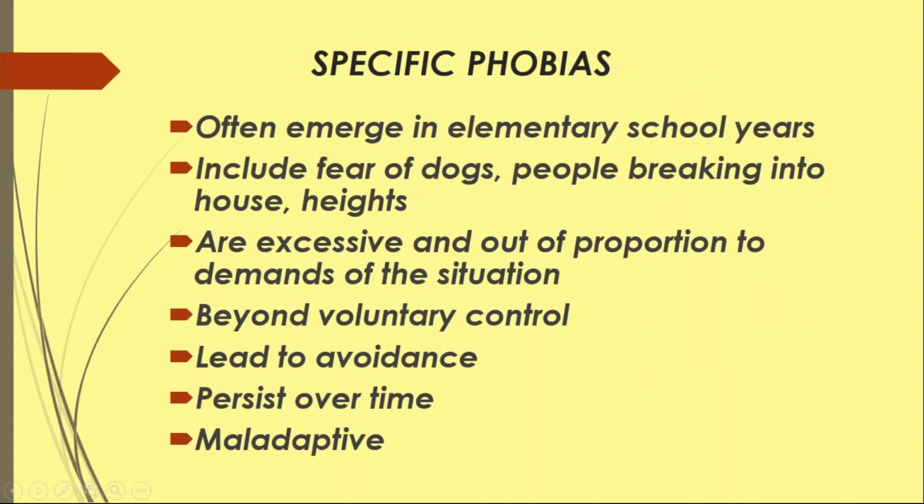Specific phobias are anxieties that are associated with certain objects or situations. These usually emerge in elementary school, and some common fears include fear of dogs, even though they may not have ever been bitten, people breaking into their home, heights. These fears are excessive and out of proportion to the situation, and they are beyond voluntary control. They will lead to avoidance. For example, a child who's fearful of dogs won't go to people's houses for fear there will be a dog. And these phobias will persist over time, and they really can become quite maladaptive.